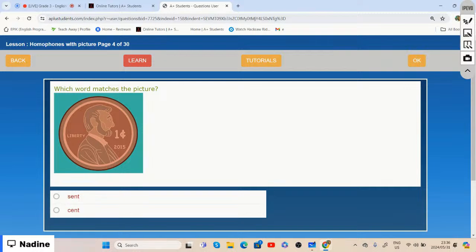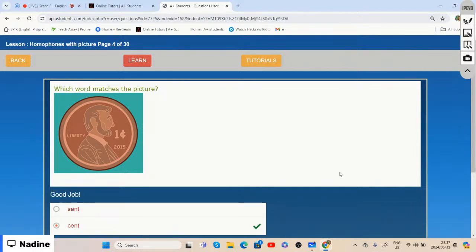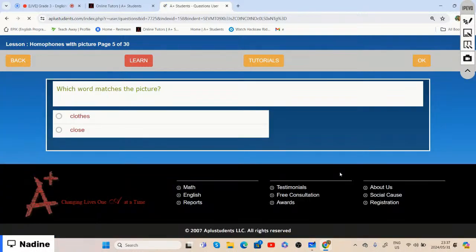So it says Liberty 2015, 1 cent. Which word matches that picture? Option one, scent, or option two, cent? All right, and if we were to choose the correct word, then we would go with the second option. It's a cent, 1 cent. It's a form of money.